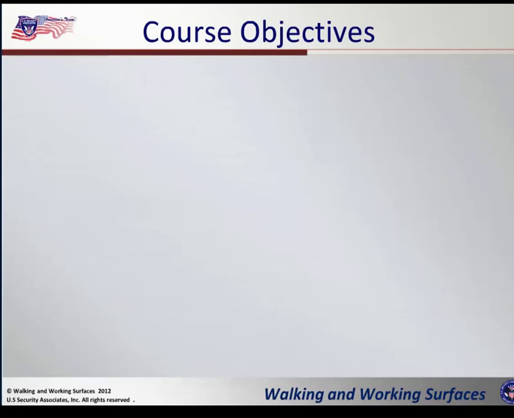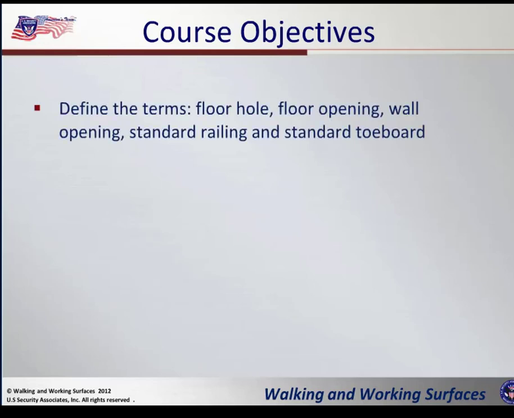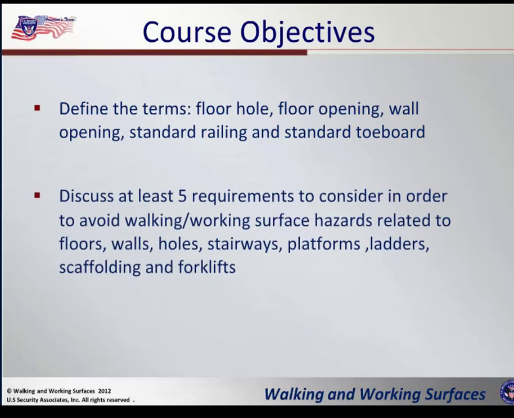Let's look at the learning objectives for this unit. The first one is to define the terms floor hole, floor opening, wall opening, standard railing, and standard toe board. The second is to discuss at least 5 requirements to consider in order to avoid walking and working surfaces hazards related to floors, walls, holes, stairways, platforms, ladders, scaffolding, as well as forklifts.